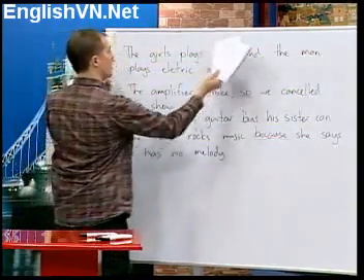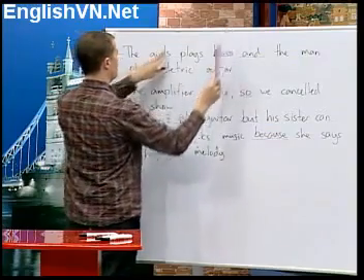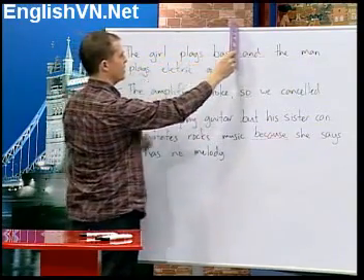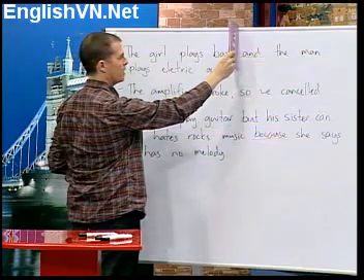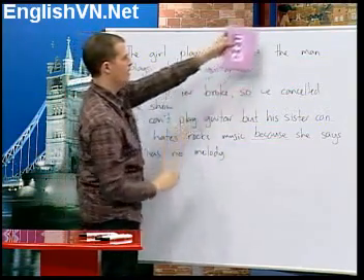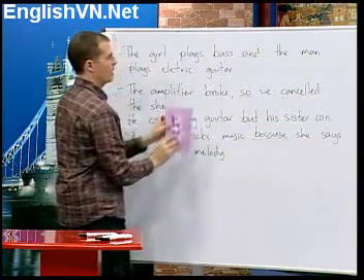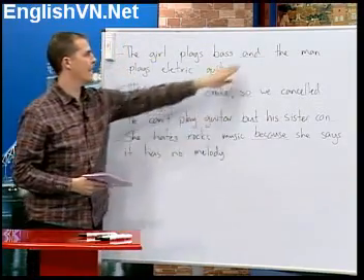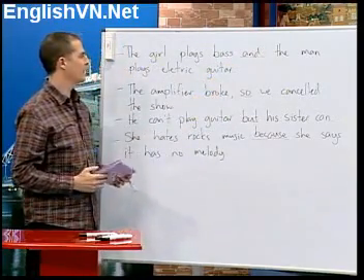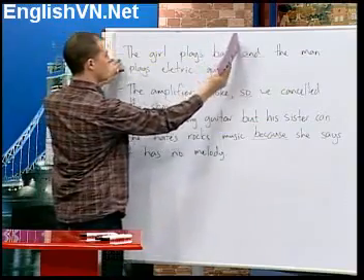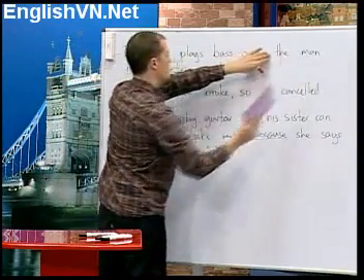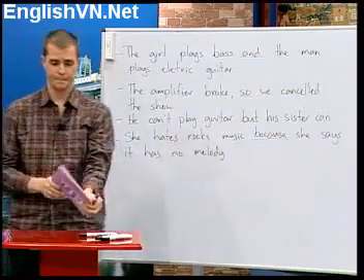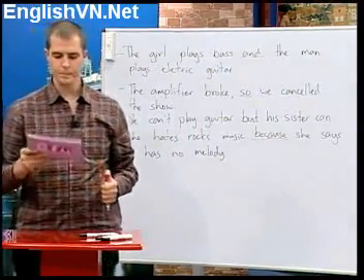So we have, it should be the girl. The girl plays bass. That's a clause. And then we have the man plays electric guitar. The girl plays bass and the man plays electric guitar. Here is one clause, here is another clause, and connects them.